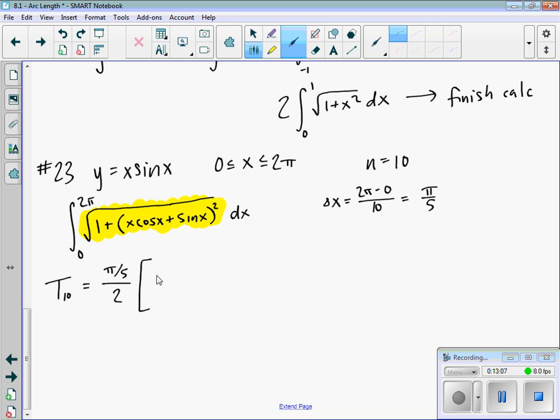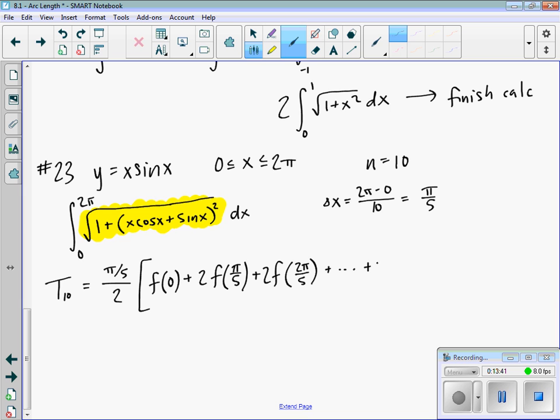And where will I start when my function is what? 0. And then what do I have to do with all these middle ones? Multiply by 2. So I'm taking my function at where for the first one? Pi over 5. That's your change in x. And then you keep doing that. You're going to find your function then at another pi over 5 would be what? 2 pi over 5 and 3 pi over 5 and 4 pi over 5 and so on there. So plus dot, dot, dot.